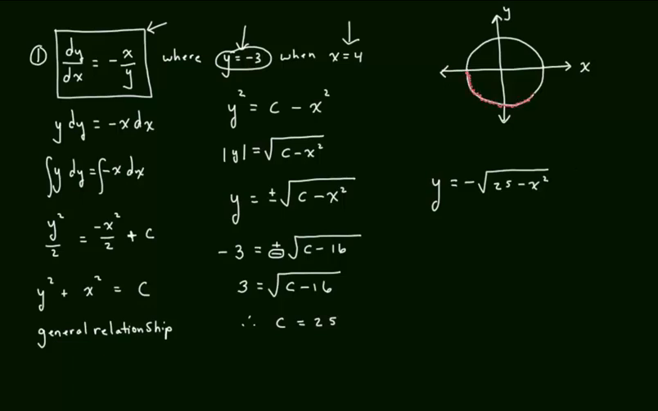of this circle, which contains the point 4, negative 3. And this solution that we found here is called, if you remember from before, the particular solution.